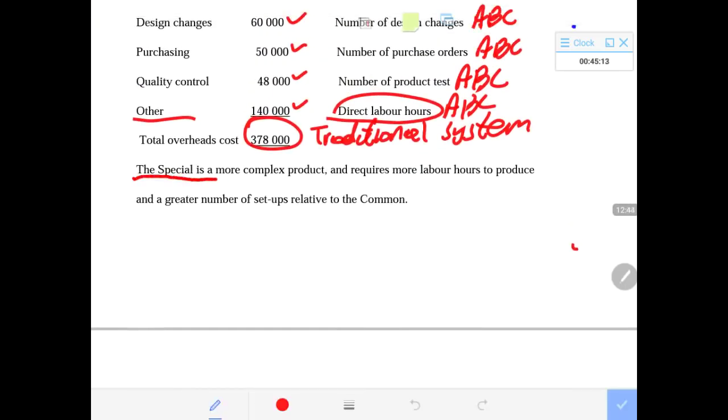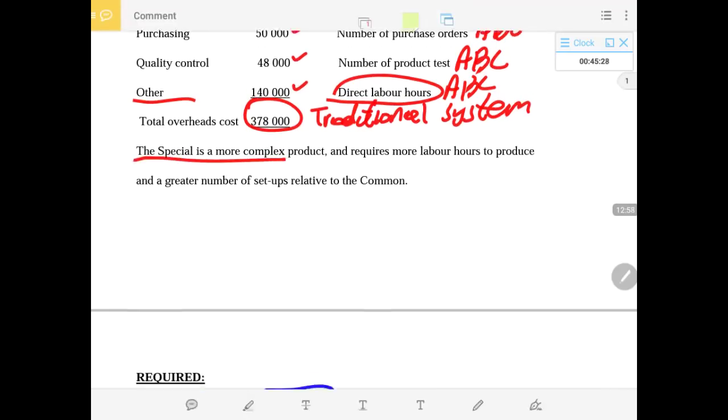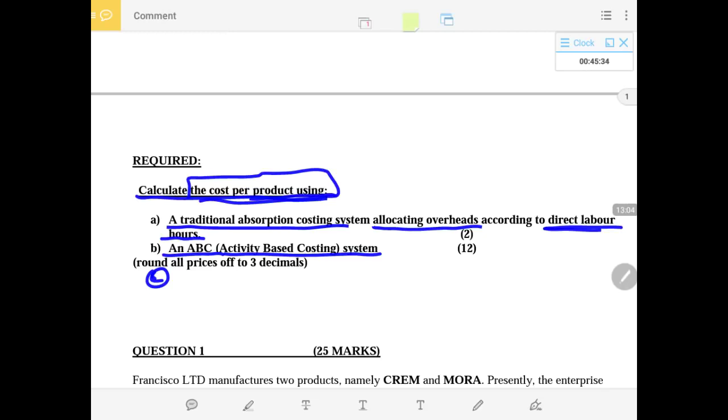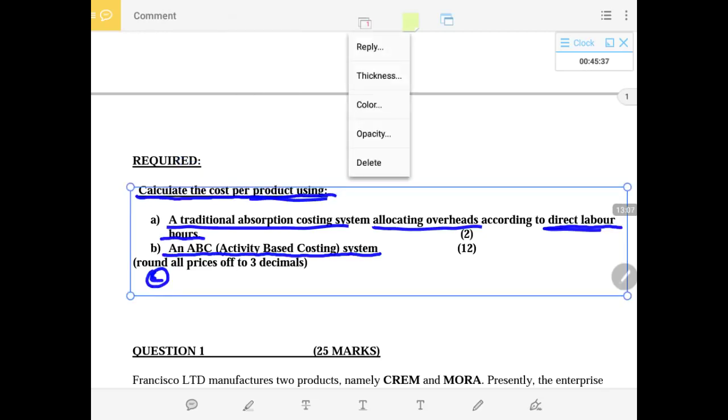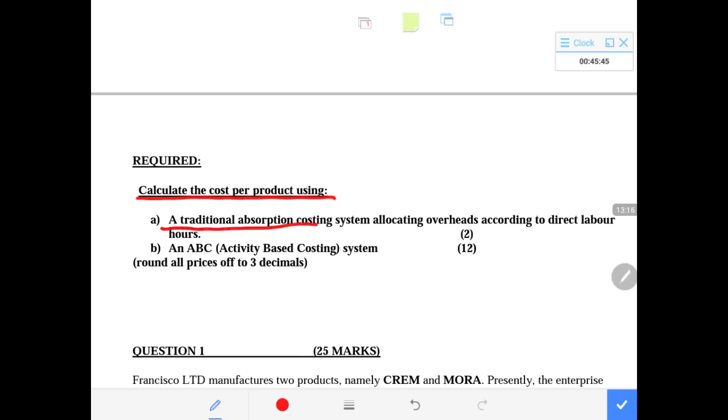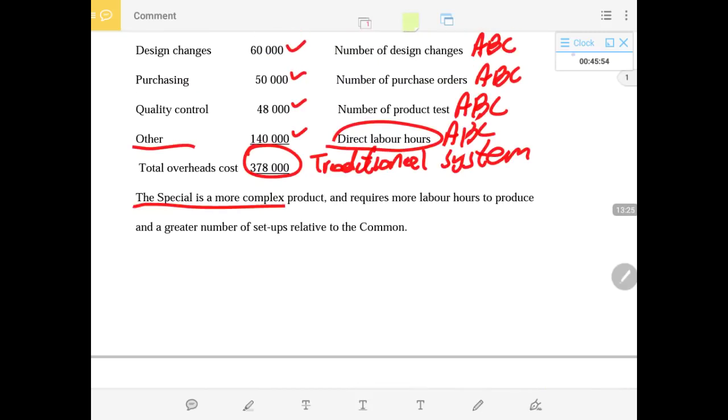The special is a more complex product, and it requires more labor hours to produce and a greater number of setups relative to the common product. So they say the special product requires more labor hours in comparison with the common product. Then we come to the requirement for the second question. We are required to calculate the cost per unit using the traditional system, assuming that the direct labor hours is the base used to allocate our manufacturing overheads.